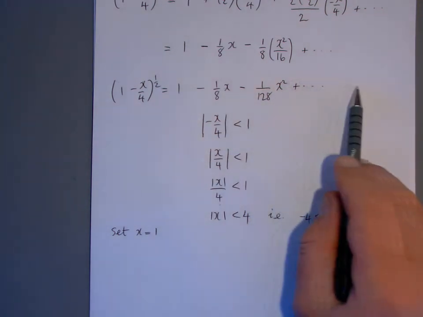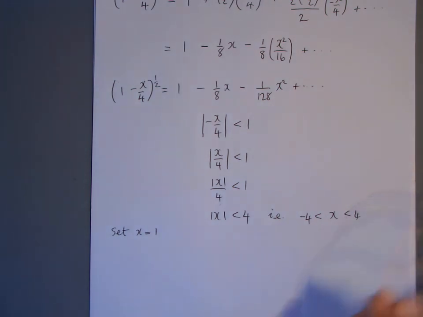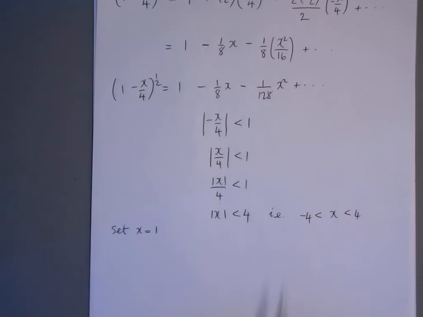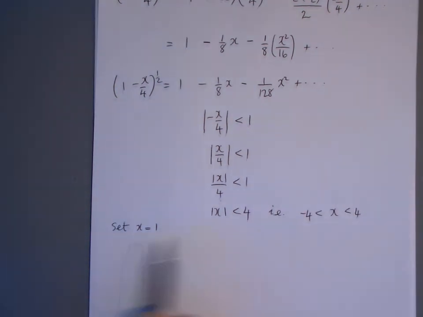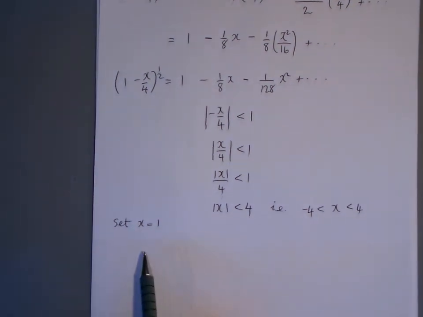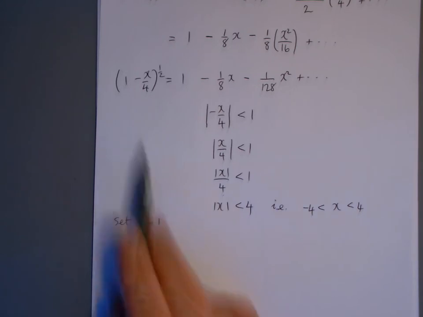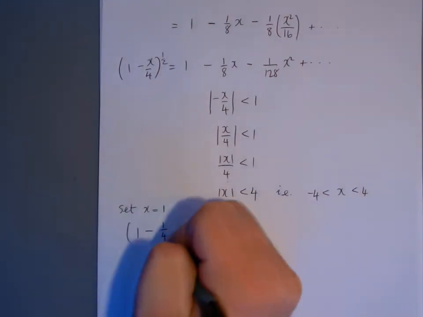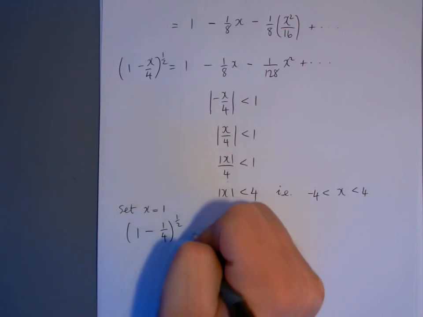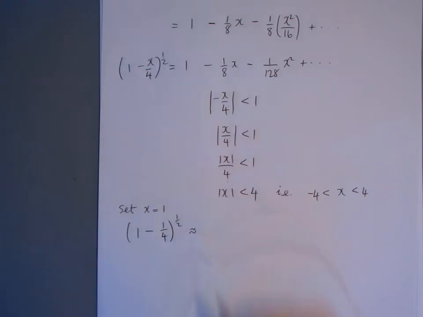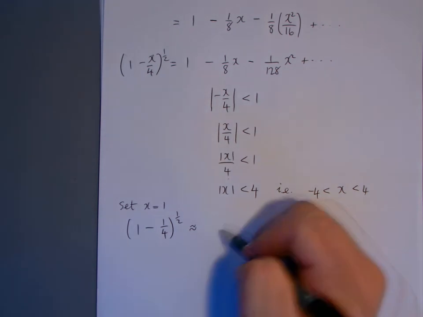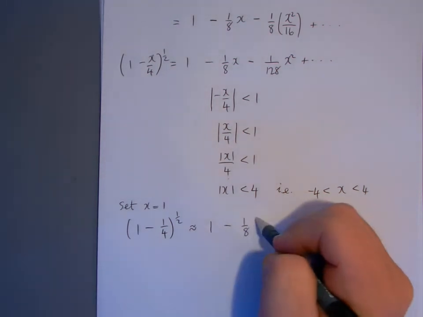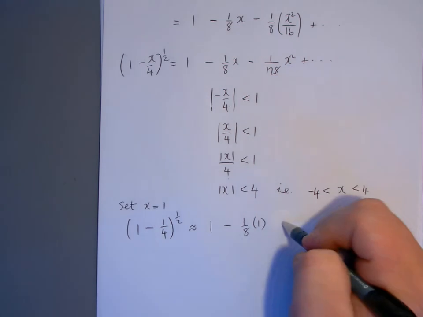But each successive term is adding a really small amount, so it doesn't matter much beyond those x squared terms. You're still going to have a very accurate estimation for it. So set x equals 1, put it in here. So 1 minus 1 over 4 to the power half. And as I said, I'll use those squiggly equal signs to start with to show it's approximately equal. So we substitute x equals 1 into the expansion.